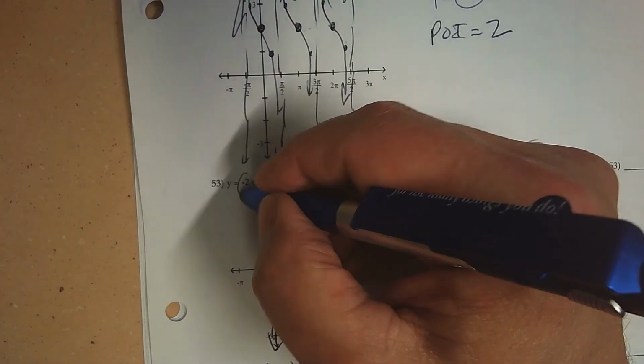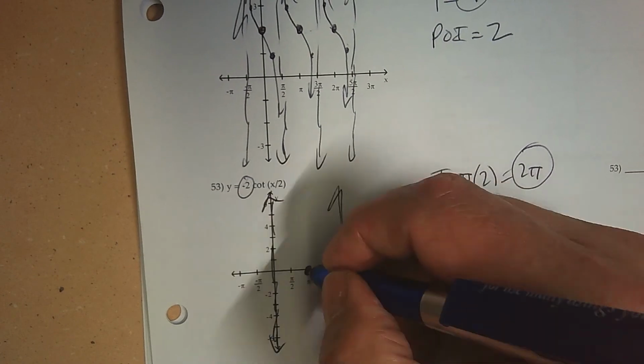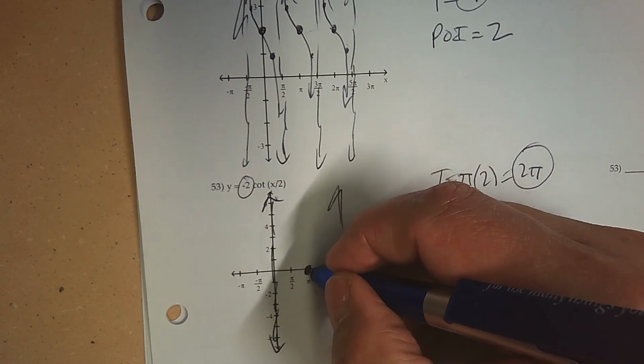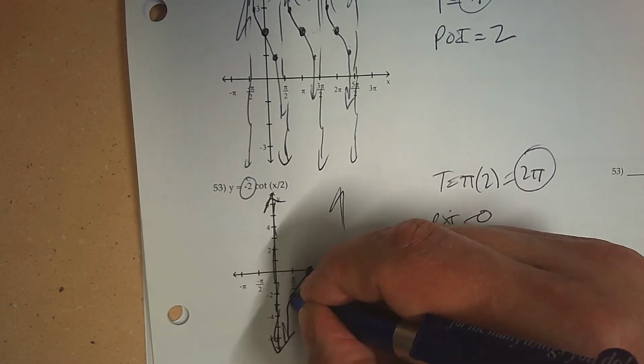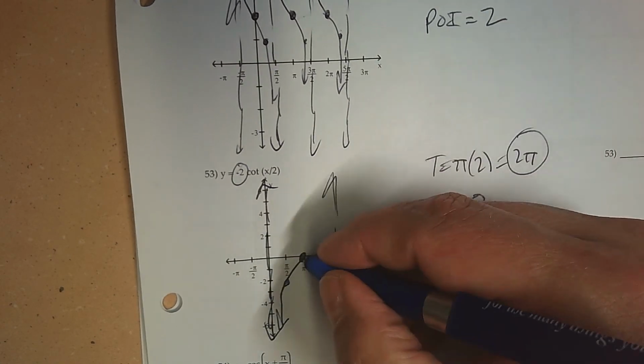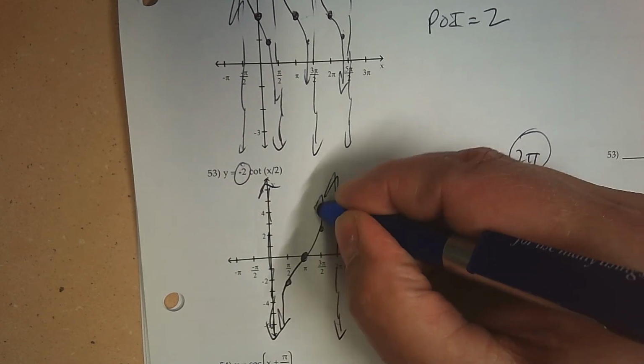Negative 2, normally this would go up to the left, but this one's going to go down. So in the middle, we're going to go down to negative 2, and it's going to go in this direction because of that negative number in front. In the middle, go up 2, and then you have your pattern.